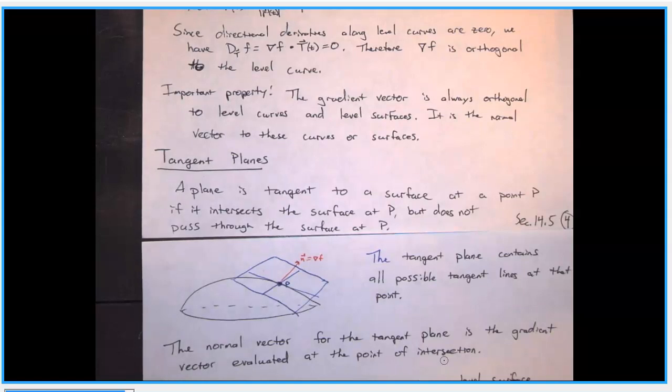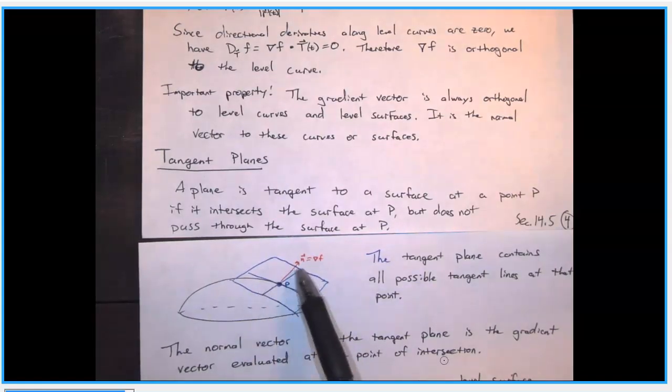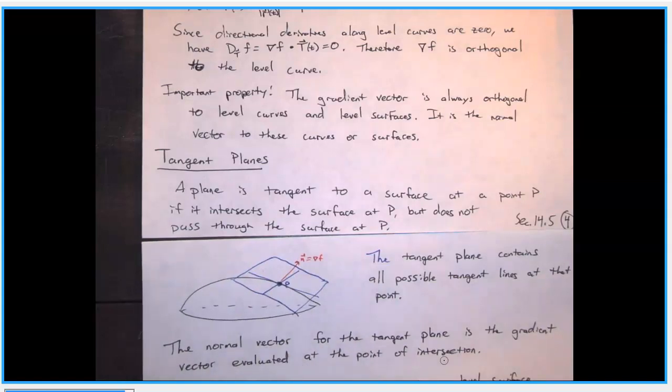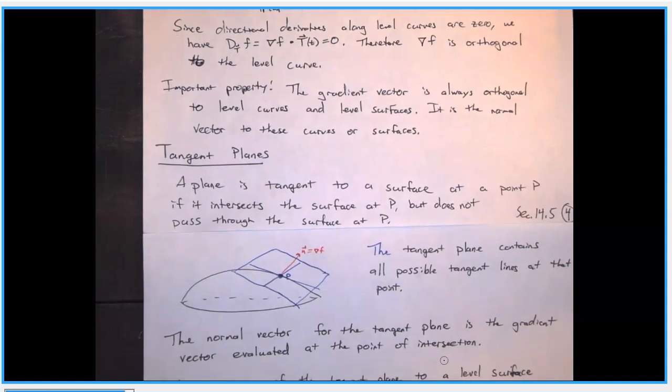at that point. Now this tangent plane contains all possible tangent lines. That means that if I look in a certain direction and draw a tangent line in that direction, it has to be in the tangent plane. So this plane contains all possible tangent lines at that point in any direction. And the normal vector for this tangent plane, so a vector that's orthogonal to the plane, orthogonal to all vectors in the plane, is the gradient. So for tangent planes, the gradient is the normal vector.